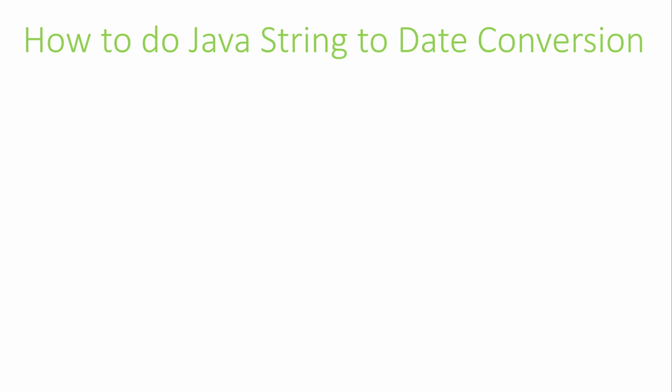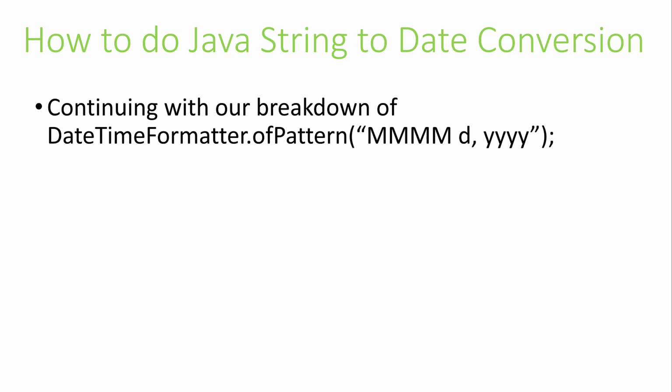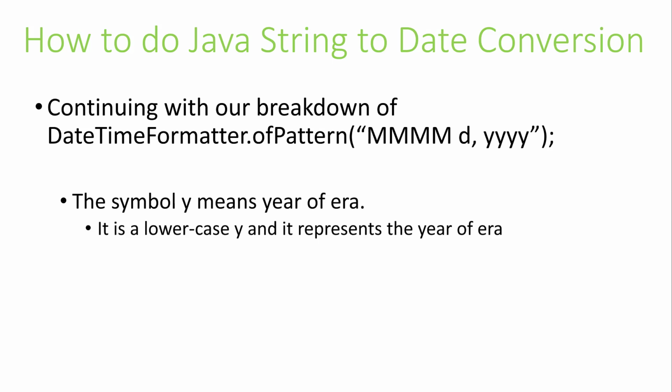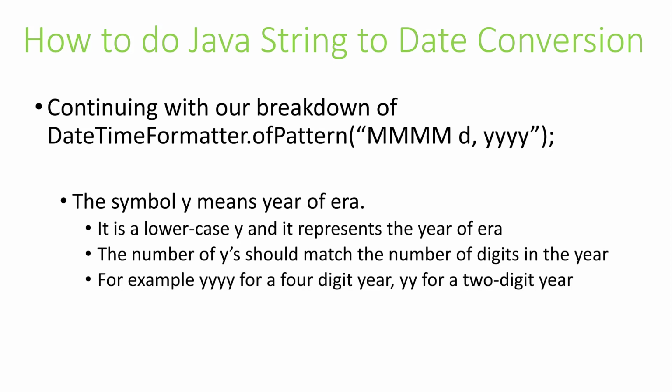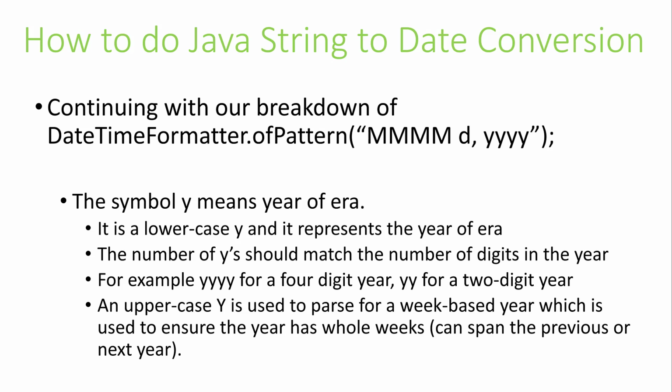Next on our list of symbols used to parse the original string is lowercase y. Lowercase y represents the year of the era. The number of y's should match the number of digits in the year. For example, 4 y's will represent a 4-digit year, and 2 y's will represent a 2-digit year. An uppercase Y is used to parse for a week-based year, ensuring the year has whole weeks that can span into the next year. This is a bit of an unusual circumstance that might be used for fiscal applications, for example, in an accounting or government application.